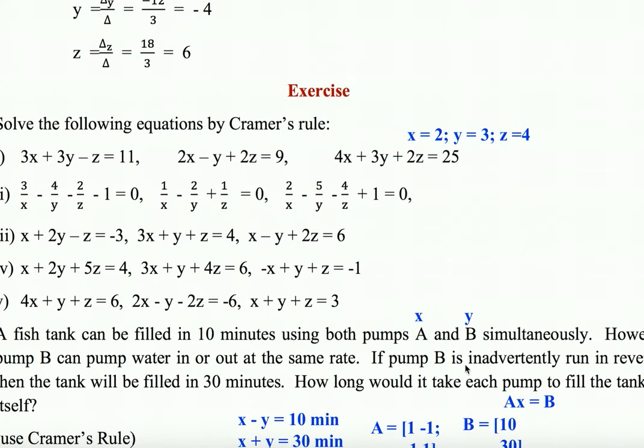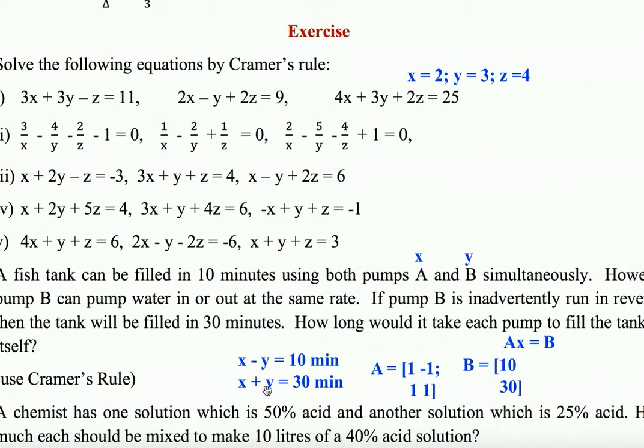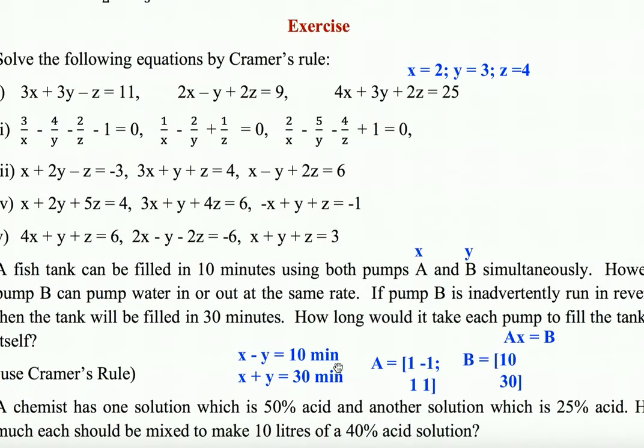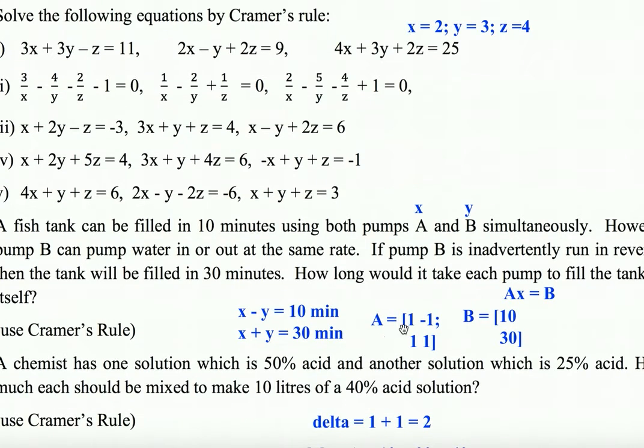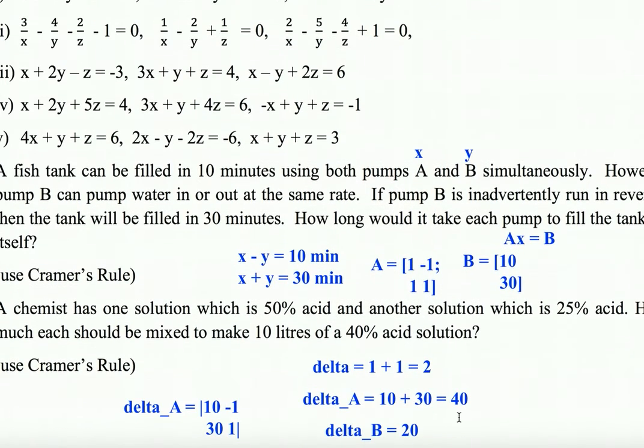Now y is in reverse, so you need to change the sign of y. x plus y equal to 30 minutes. Now what is the A matrix? 1 minus 1, 1 1. What is the B matrix? 10, 30. So Ax equal to B, that you already know. Let's find delta. Delta is what? 1 plus 1, 2. Delta x, not delta A, delta x, this is delta y, right?